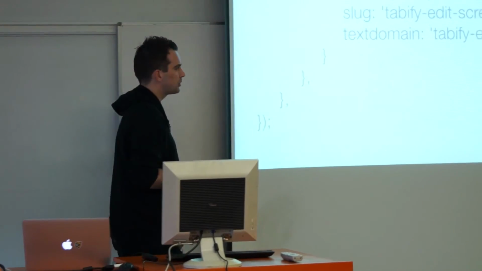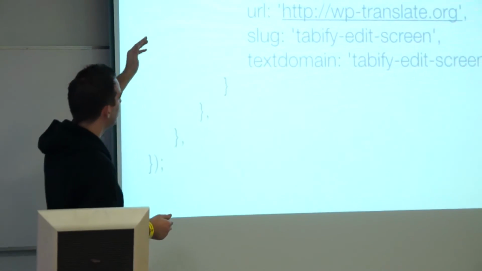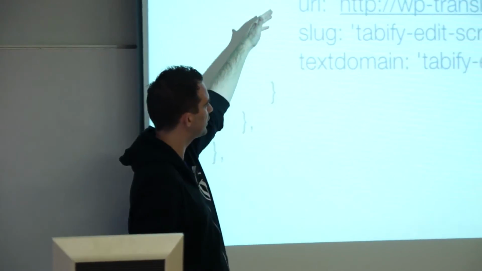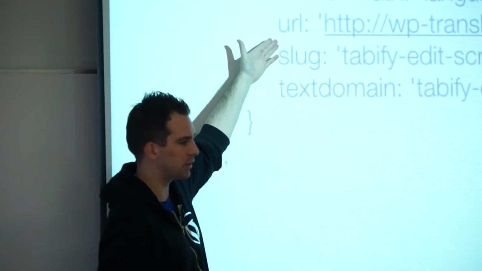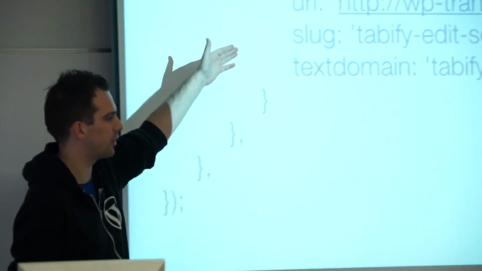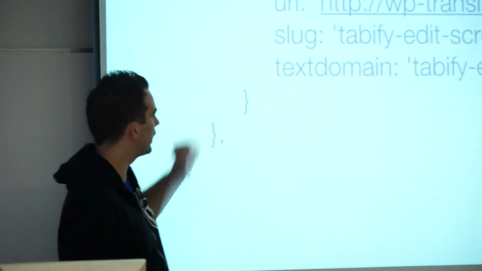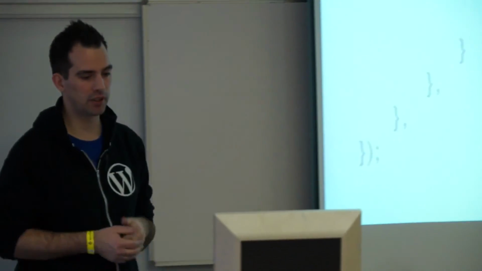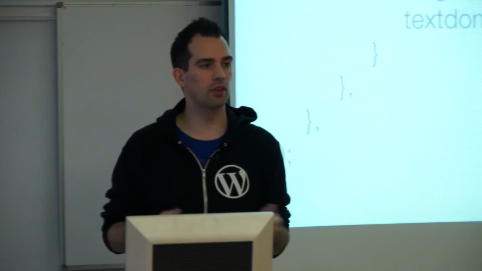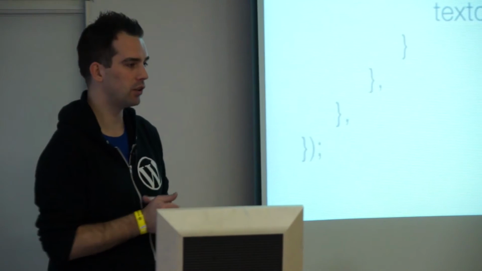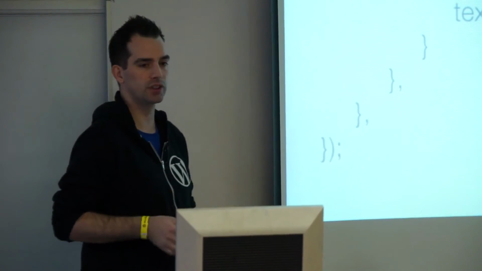And how it looks in the end is you have a Grunt task saying my domain path is in languages, this one for plugins. My URL for my GlotPress installation is wptranslate.org. My slug is Tabify Edit Screen, and my text domain is the same. And when I then run the Grunt task glotpress_download, it will download all the languages that are there.